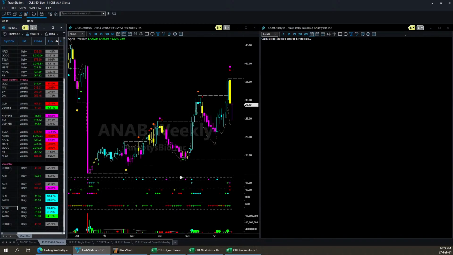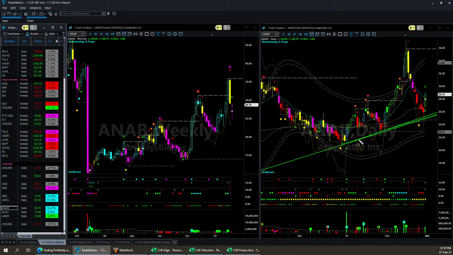ANAB. Lovely, isn't it? This is the definition of pullback. A stock in an uptrend, pullback to support, in this case a large number of trendline support stopped right there. Also it fell, or tried to fall, below the yellow direction line.